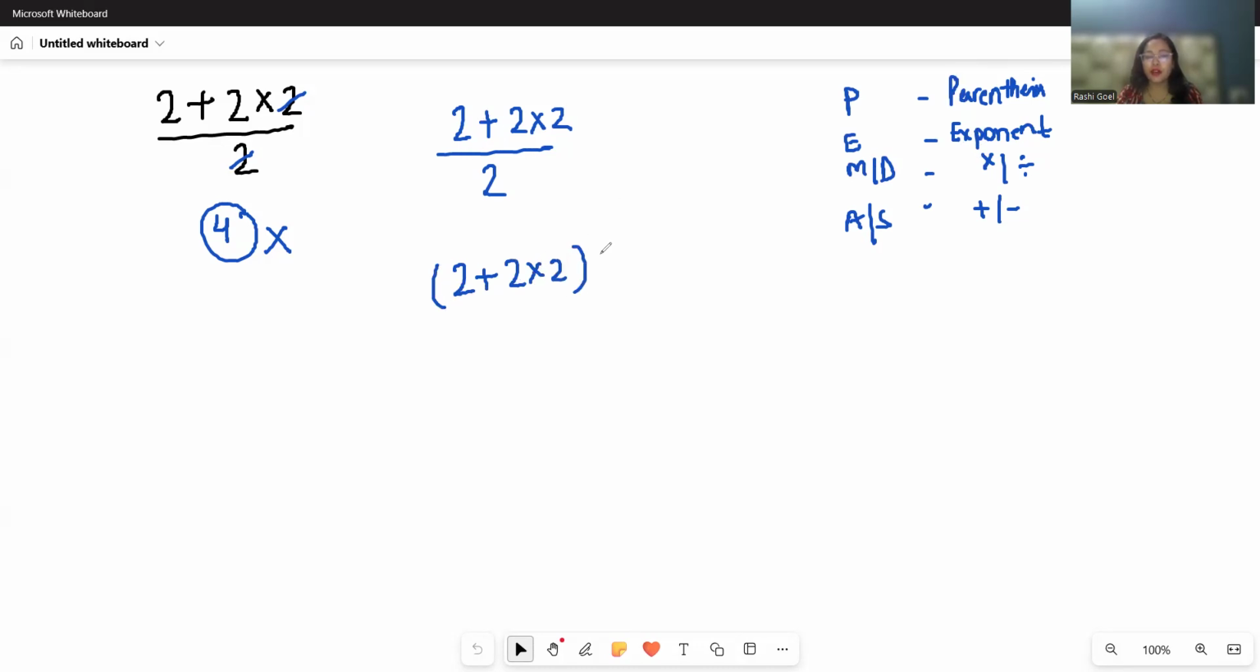We can write numerator divided by denominator like this as well. So first we have to solve the parenthesis, this bracket, and in the bracket it is addition and multiplication. So first we have to solve the multiplication.